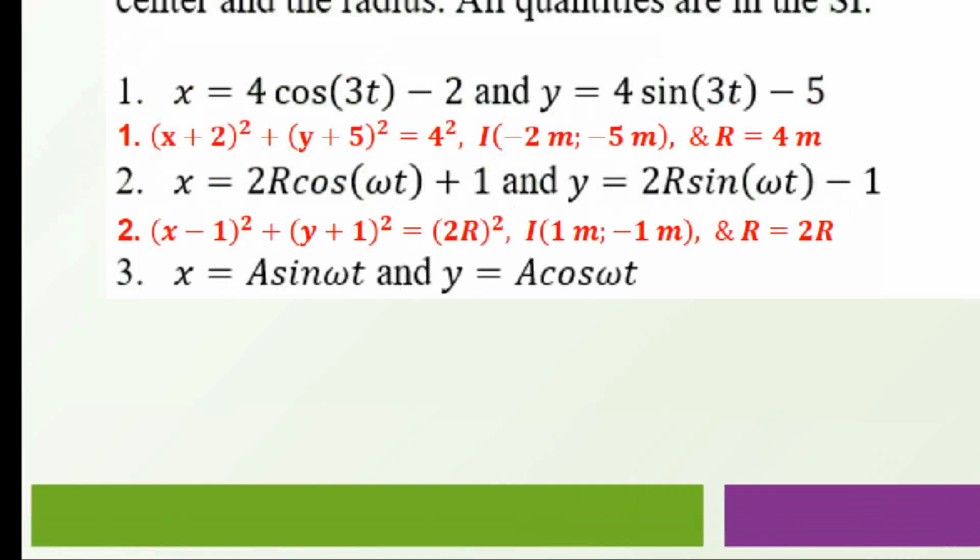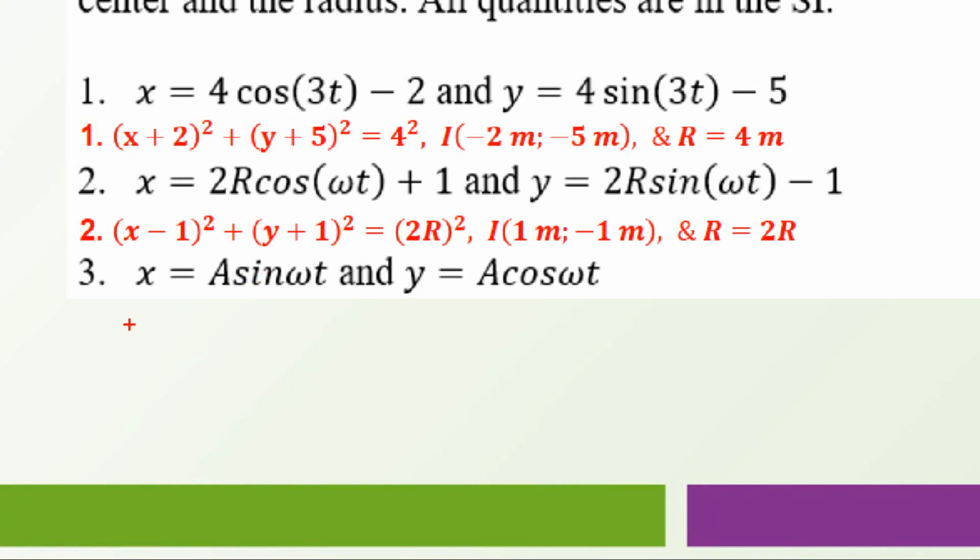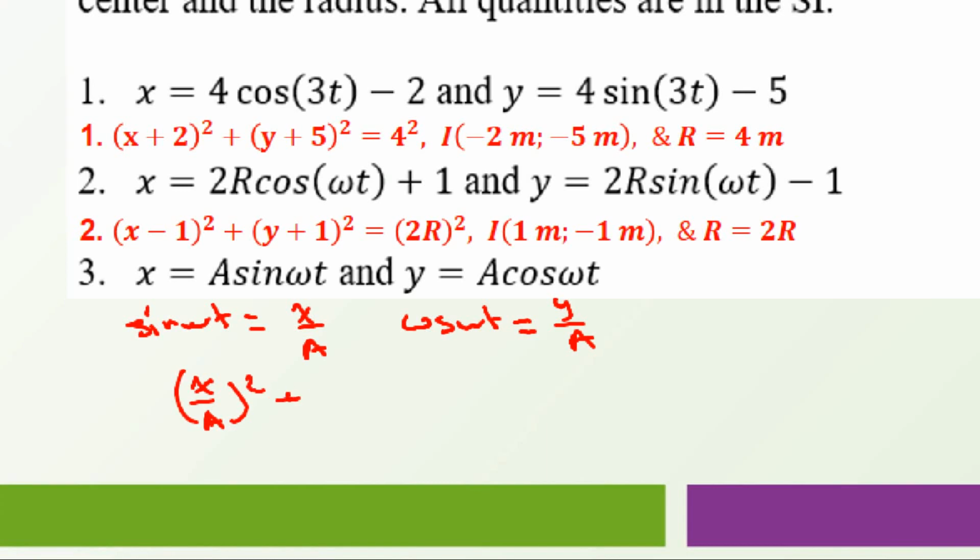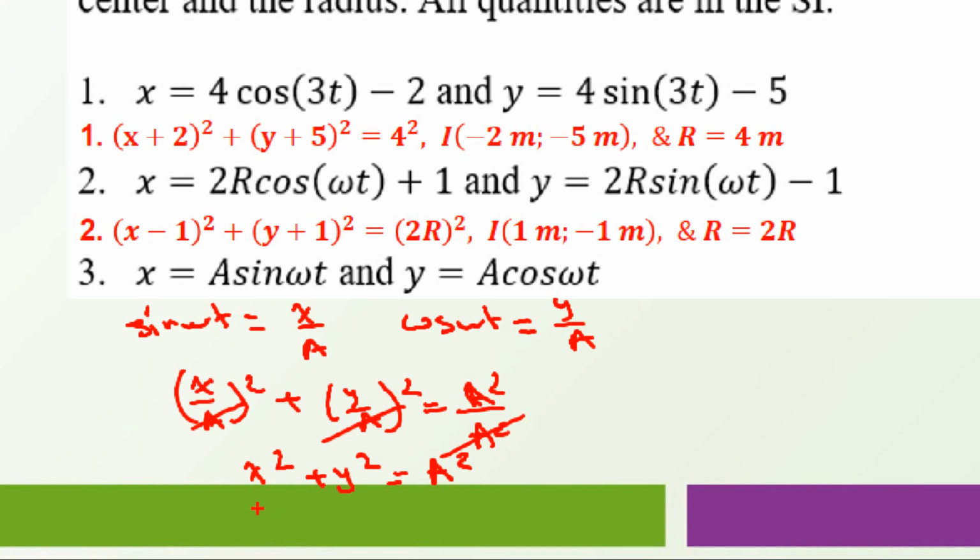Now in number 3, we're going to do the same thing. So sin ωt would be x divided by a, and cos ωt would be y divided by a. And if we make use of the fact that sine squared plus cosine squared for the same angle is equal to 1, then that would be (x/a)² + (y/a)² = 1. 1 can be considered as a² over a², which simplifies with this and that. Then x² + y² = a², and representing it in the form (x − 0)² + (y − 0)² = a², which means that the center is given by the origin, (0, 0), and the radius would be given by a.